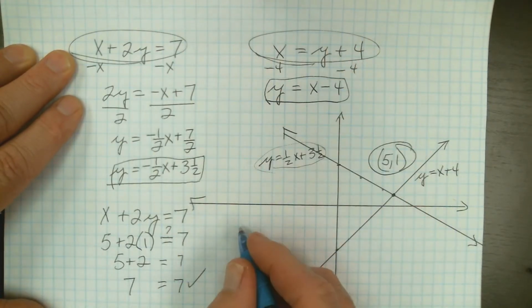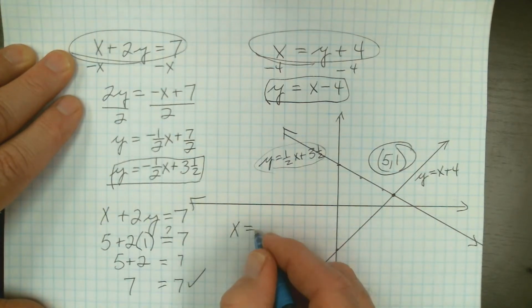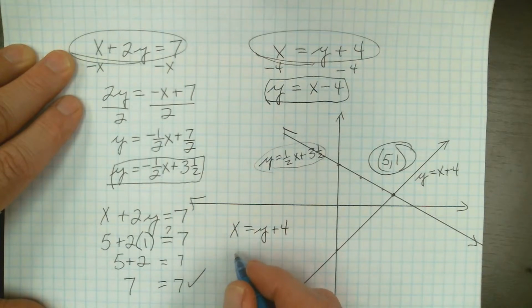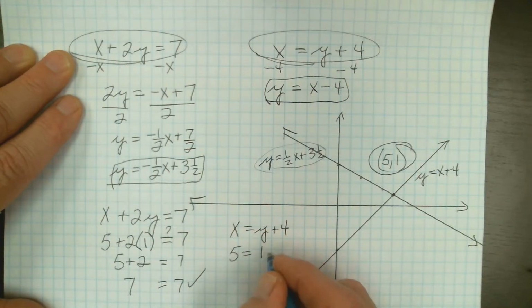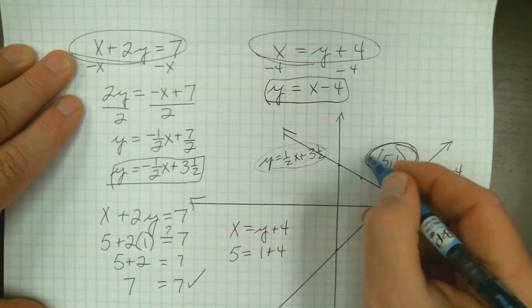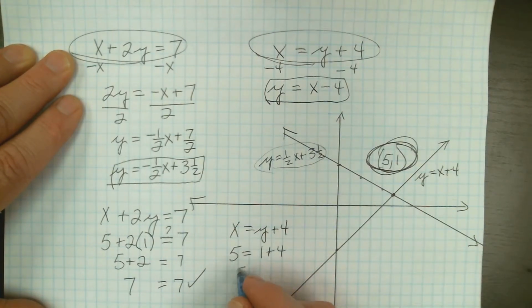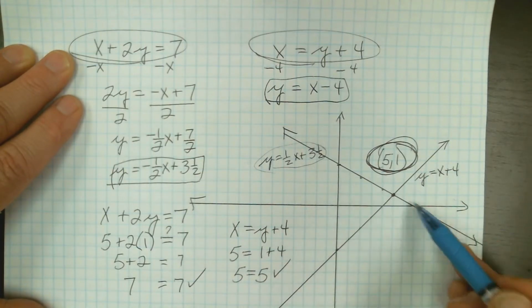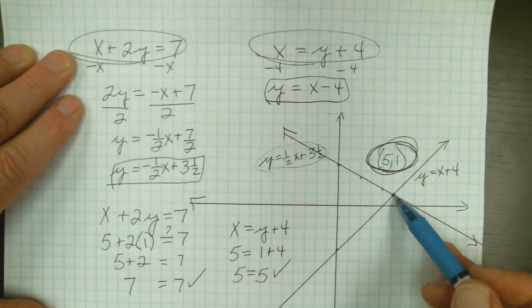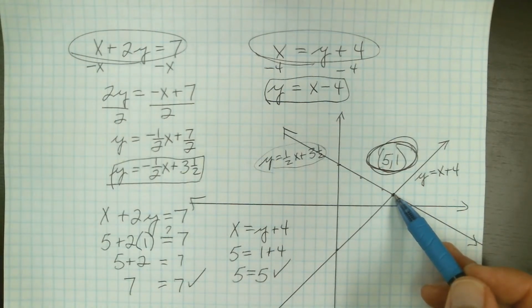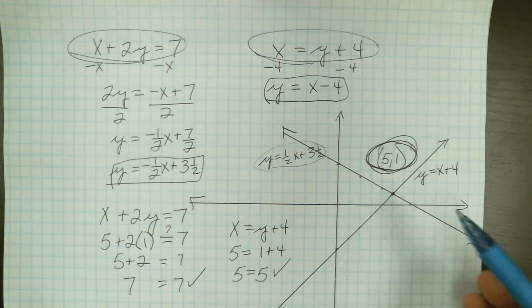Let's see if it satisfies this one to double check. So we go x is equal to y plus 4. We get x, again, we were saying is 5. So 5 is equal to y, which is 1, plus 4. Again, this is from the solution we found here. And then we get 5 is equal to 5. And yes, that does check. So by doing this, seeing where the two lines cross and seeing what solution they have in common, tells us that (5, 1) is the only solution to those two equations.